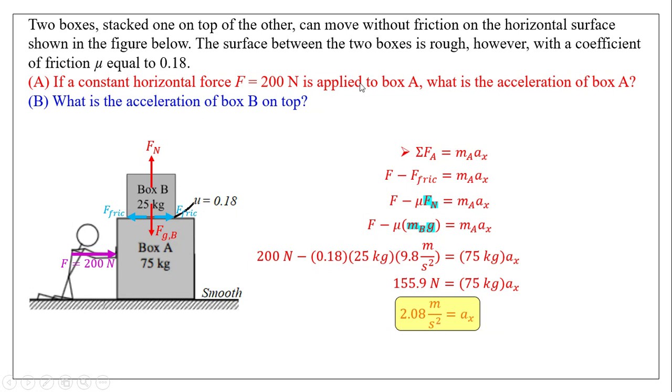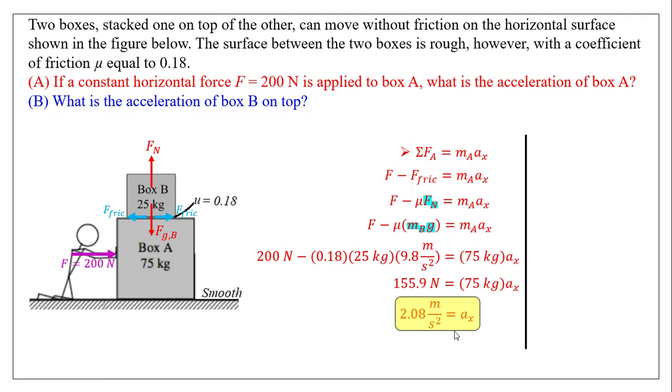But if you read part A, it says find the acceleration. I didn't use the word magnitude. So to be proper, I would say positive 2.08 meters per second squared, or 2.08 meters per second squared east in this particular diagram.